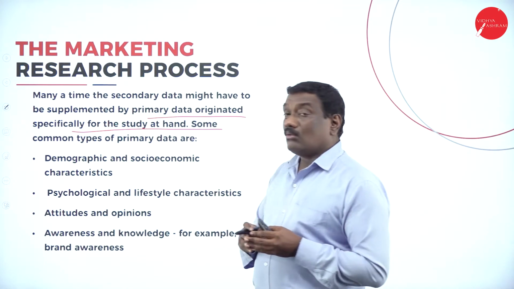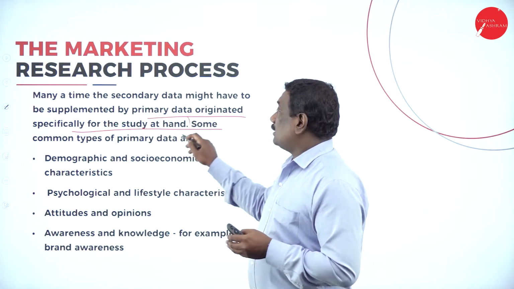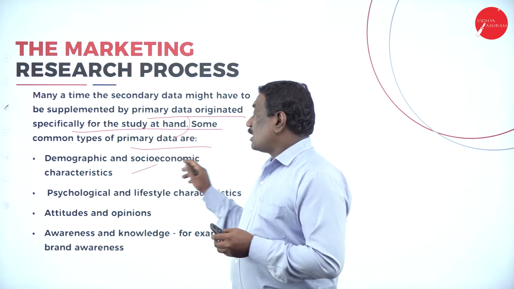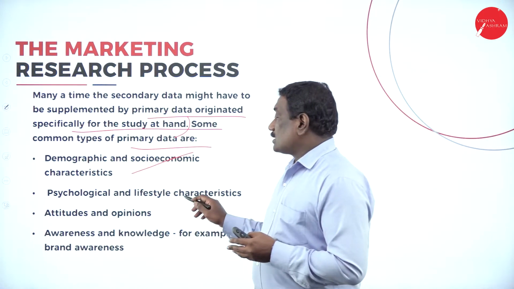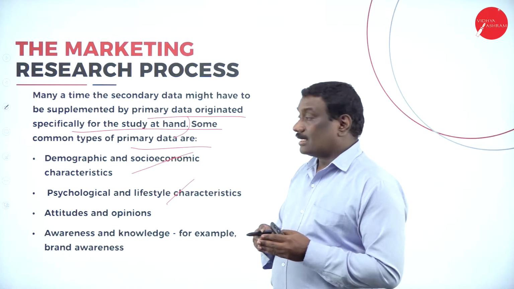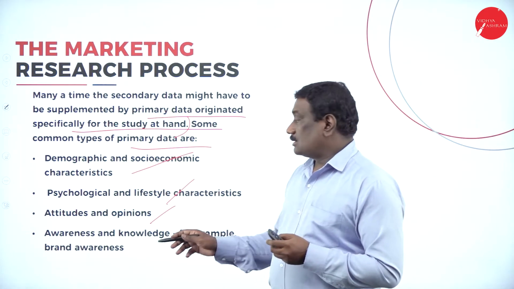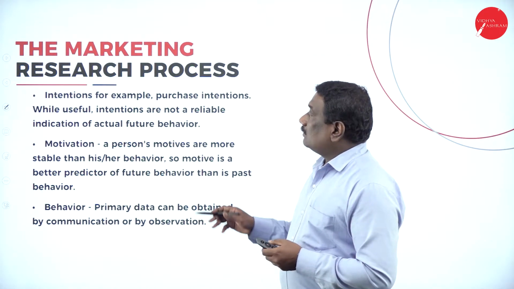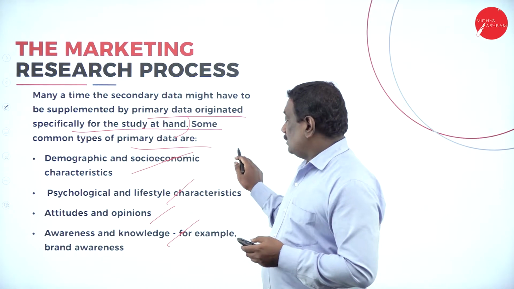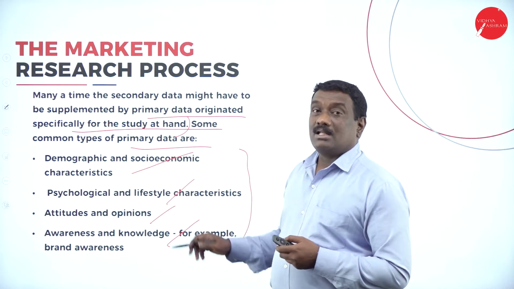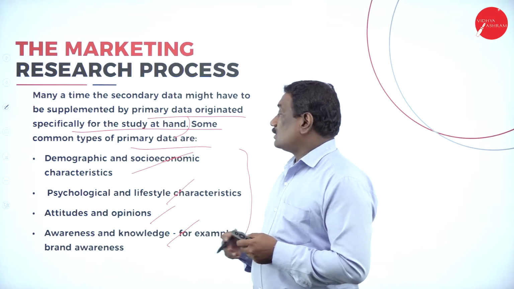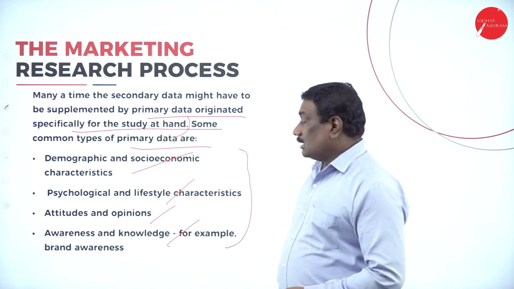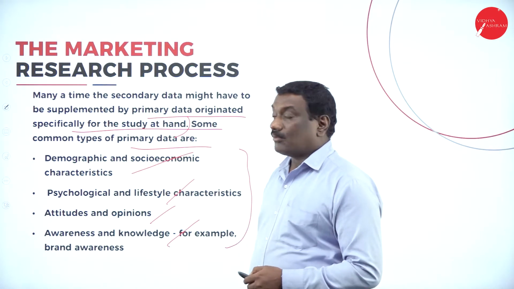Now, the primary data which has been originated specifically for the study, some common types of primary data are demographic or socio-economic characteristics. Secondly, we have psychological and lifestyle characteristics, then attitudes and opinions, then awareness and knowledge, for example brand awareness. So all these are the important types of primary data. I'll repeat: demographic, socio-economic characteristics, psychological and lifestyle characteristics, attitudes and opinions, awareness and knowledge, for example brand awareness.